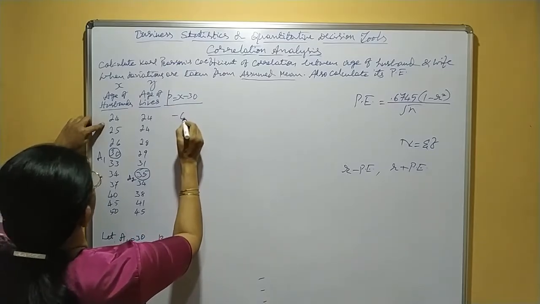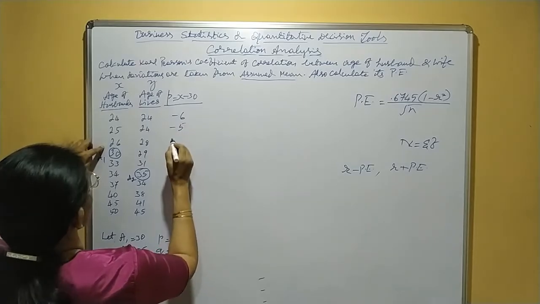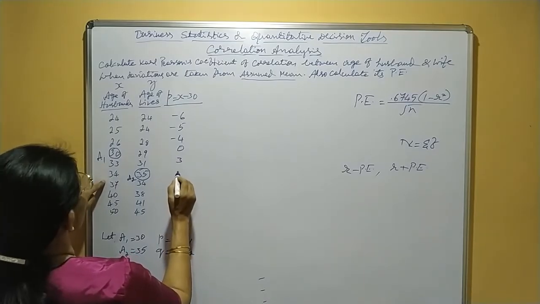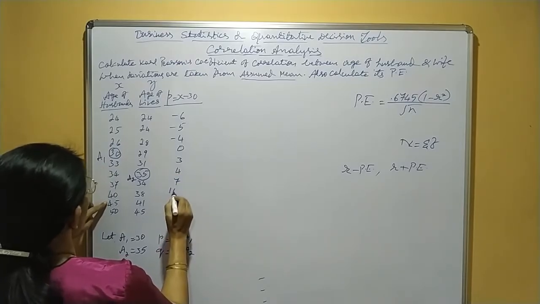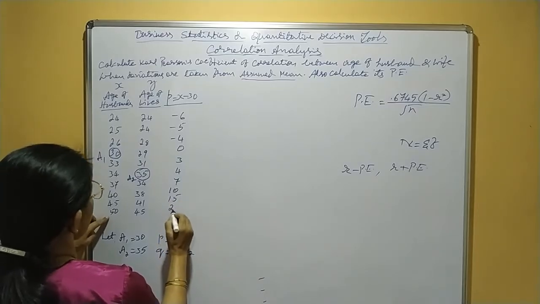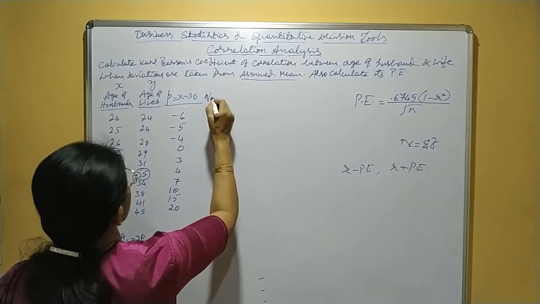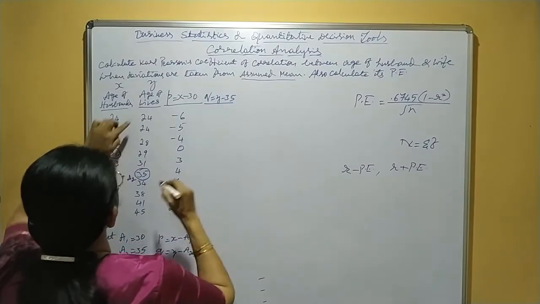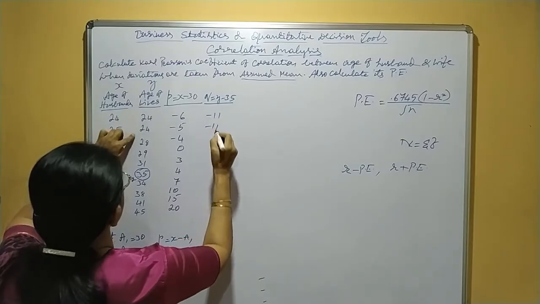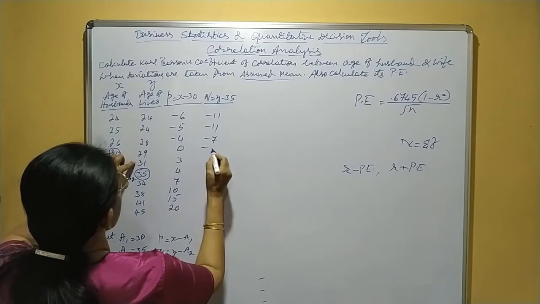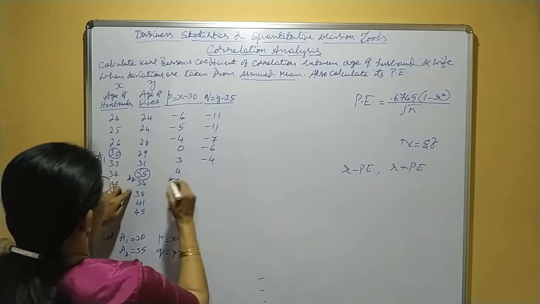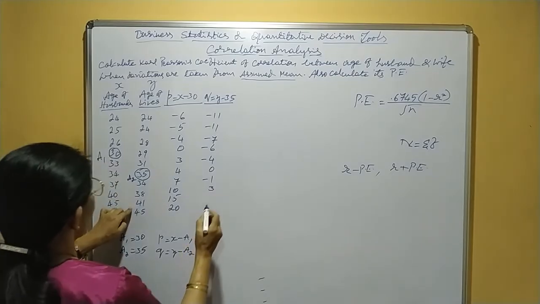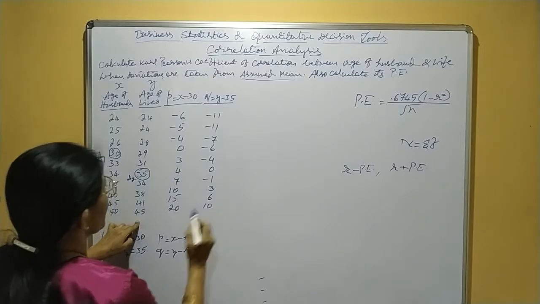Now 24 minus 30, which is minus 6, 25 minus 30, 26 minus 30, 30 minus 30, 33 minus 30, 34 minus 30, 37 minus 30, 40 minus 30, 45 minus 30, 50 minus 30. Okay. Next, Q equals y minus a2. a2 is how much? 35. Okay. 24 minus 35, again the same, 28 minus 35, 29 minus 35, 31 minus 35, 35 minus 35, 34 minus 35, 38 minus 35, 41 minus 35, 45 minus 35.